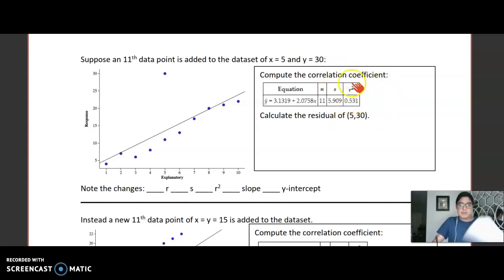I'm just going to take the square root here of 0.531, and it's still positive, so my new correlation coefficient now becomes 0.7622. So this has decreased. Let's take a look at some things that have changed. My correlation coefficient has decreased, my standard deviation has increased, my coefficient of determination decreased, slope decreased, and my y-intercept has increased.